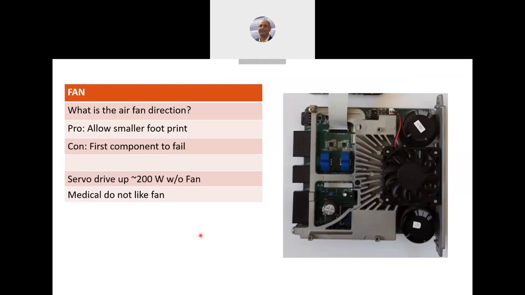Okay, so now I'm speaking about the fan. So what is the fan direction? As I told you, it takes the air from outside, inside, and it goes out here. The Pro, it allows a smaller footprint. The Cone, it's the first component to fail.